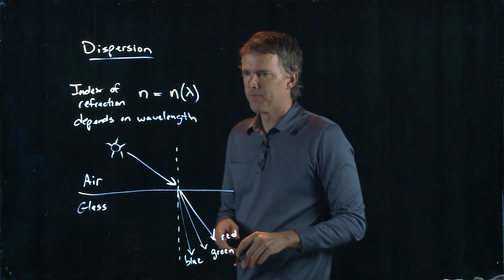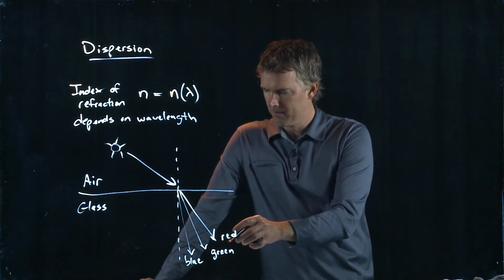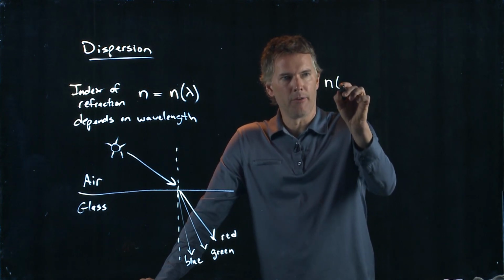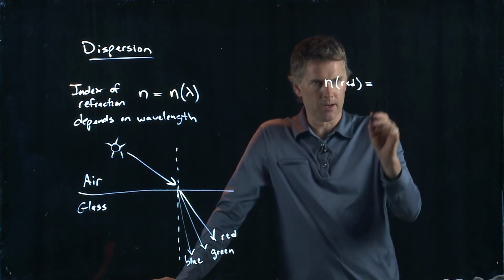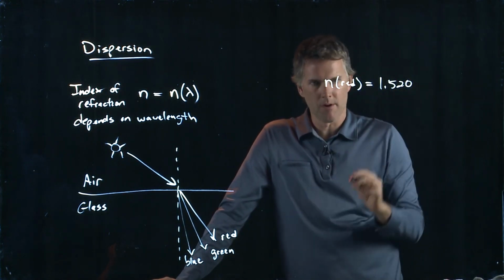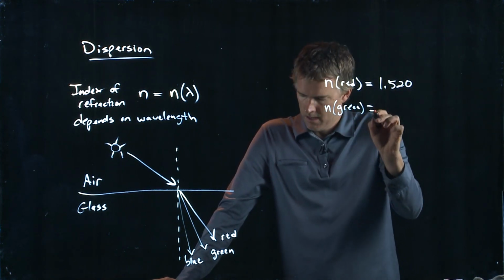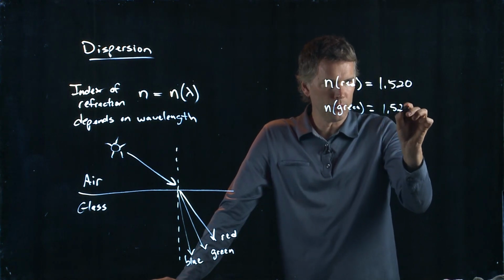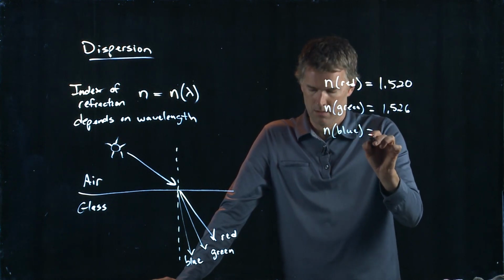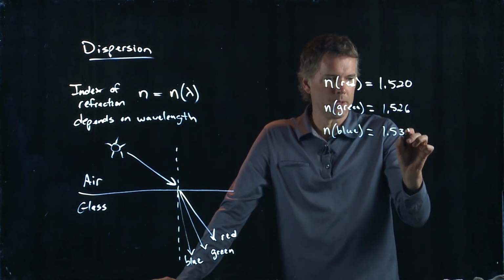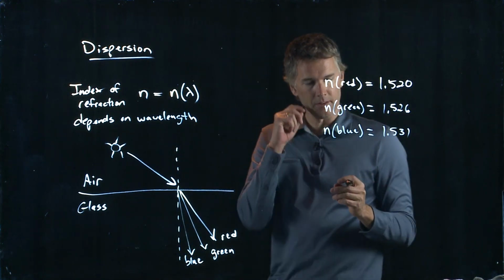This is because the index of refraction of glass depends on the wavelength. Okay? N for red, for this particular glass that we're talking about, is 1.520. The index for green is 1.526. The index for blue is 1.531.